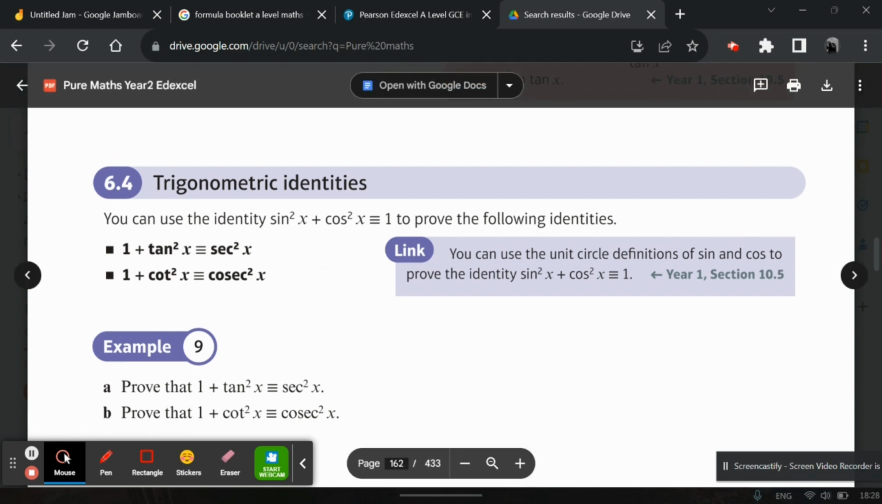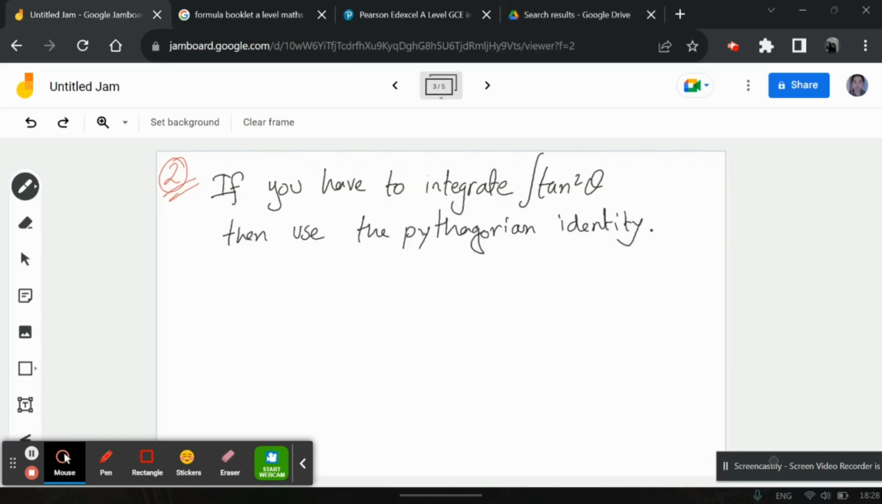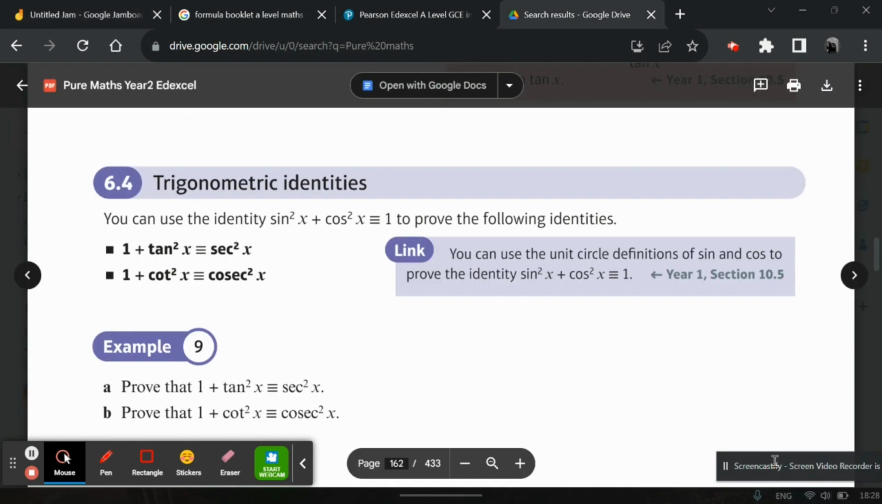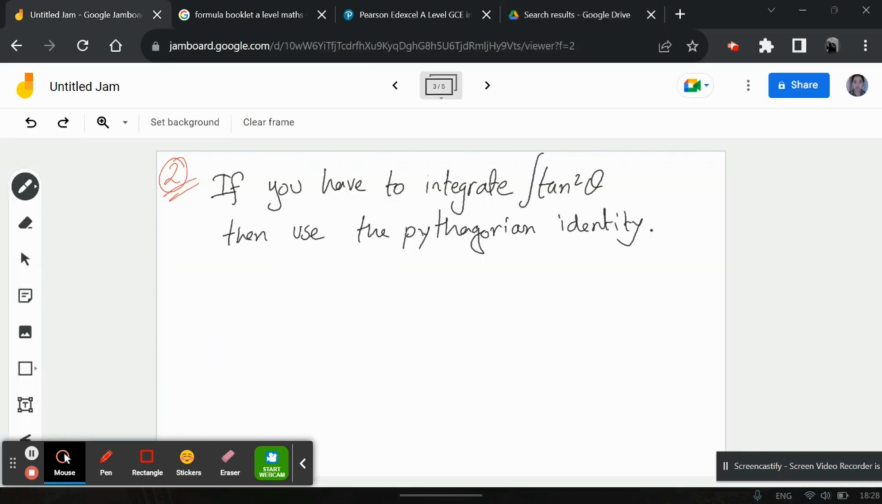And in year 13 we learned 1 plus tan square is equal to sec square, or 1 plus cot square is equal to cosec square. And here we can rearrange this formula, so 1 plus tan square is equal to sec square into this. So tan square would be sec square theta minus 1. Rearranging this to make it equivalent of tan square.